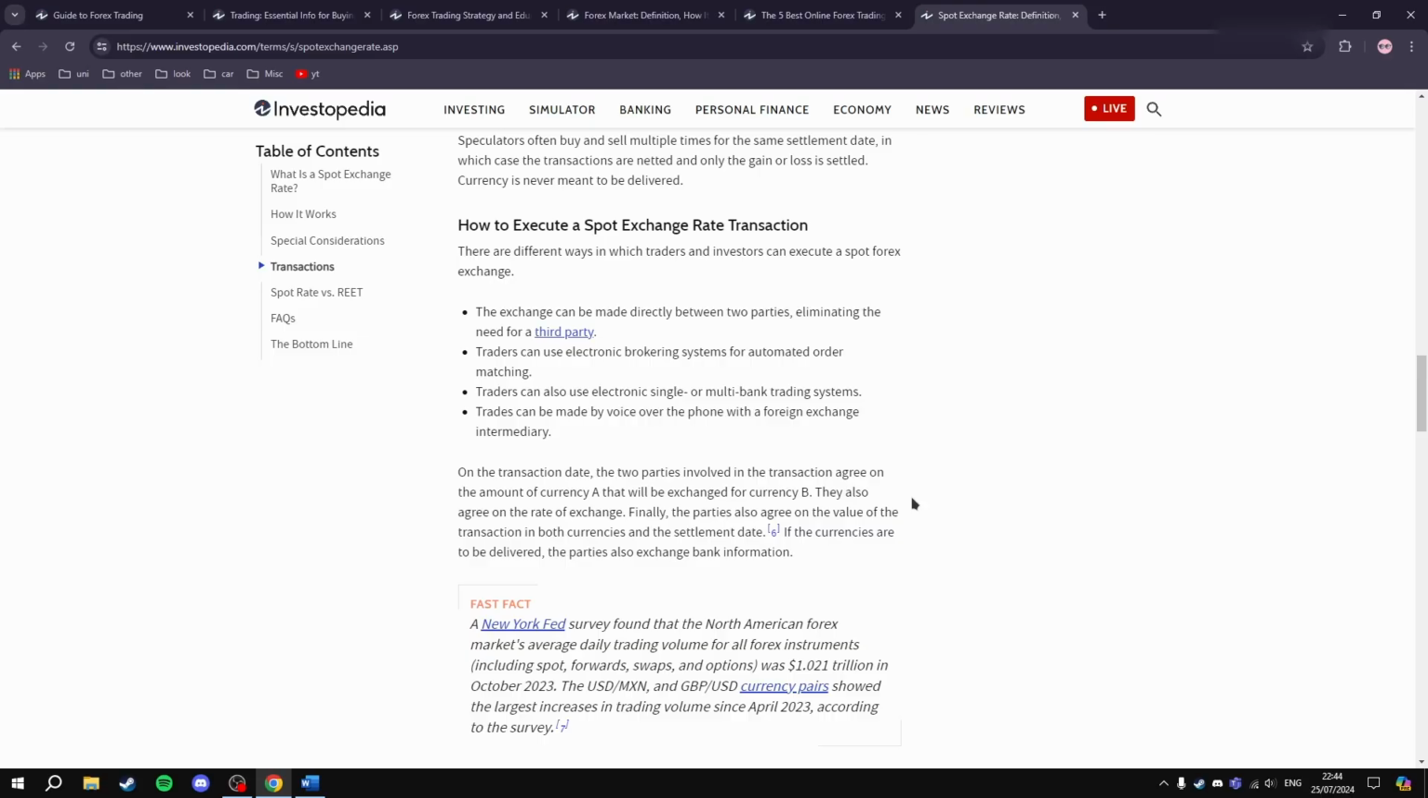On the transaction date, the two parties involved in the transaction agree on the amount of currency A that will be exchanged for currency B. They also agree on the rate of exchange. Finally, the parties also agree on the value of the transaction in both currencies and the settlement date. If the currencies are to be delivered, the parties also exchange bank information.